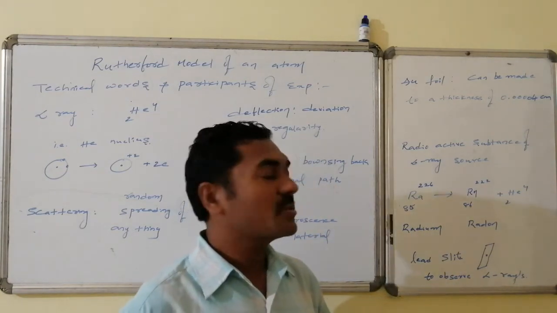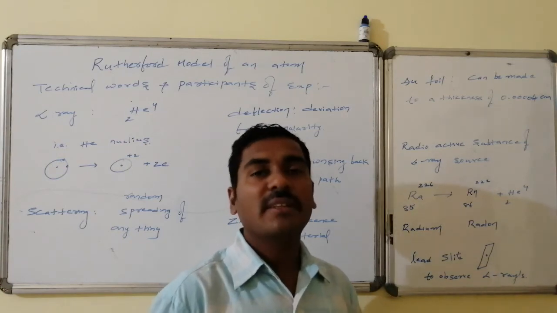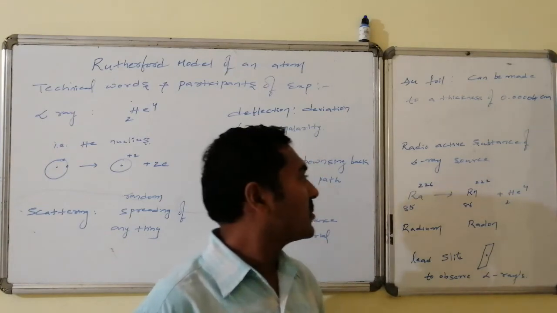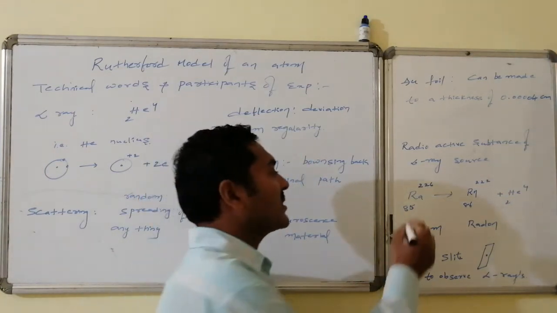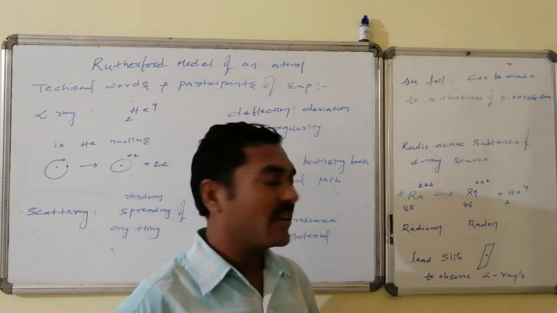And the radioactive substance, that is the source of alpha rays, generally used by Rutherford is radium 88-226. It acts as the radioactive substance and liberates alpha rays. As a result, it is converted to radon.